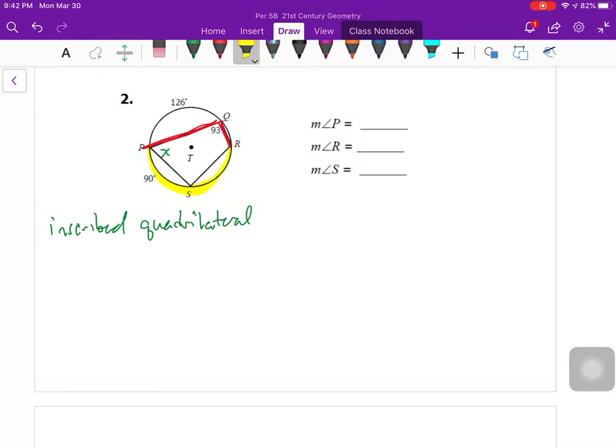So that angle cuts off this arc out here. I know a piece of that arc. I know the 90 degrees, but I don't know that part out there.